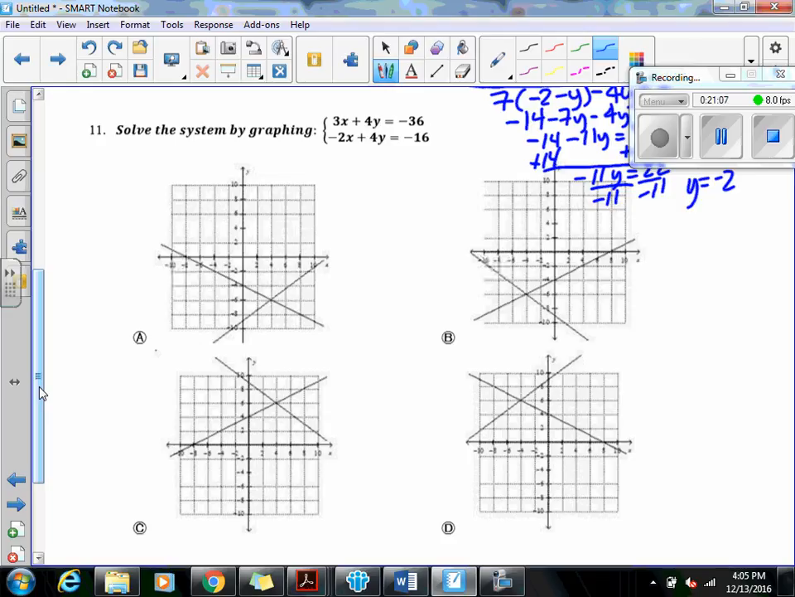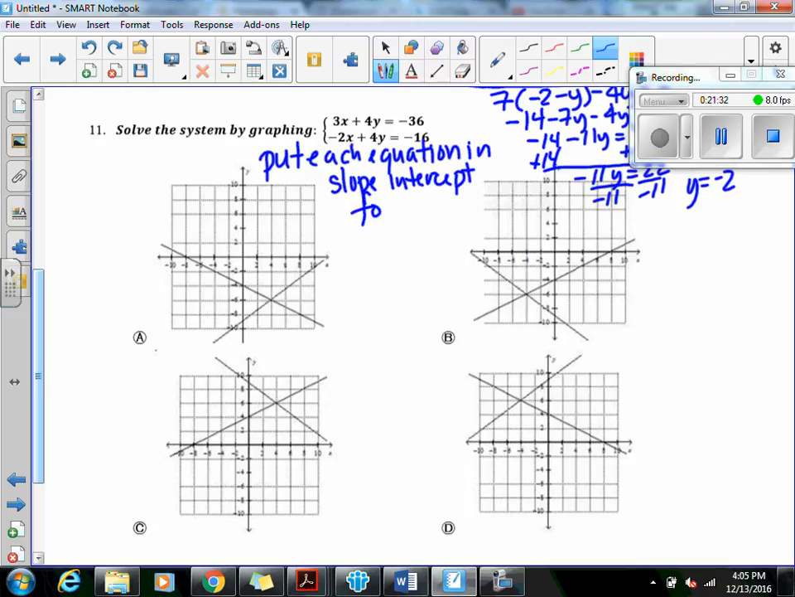Number 11, solve the system by graphing. So the easiest thing to do in these is to put each equation in slope intercept form. Form is how something is arranged or set up. That's your y equals mx plus b form.